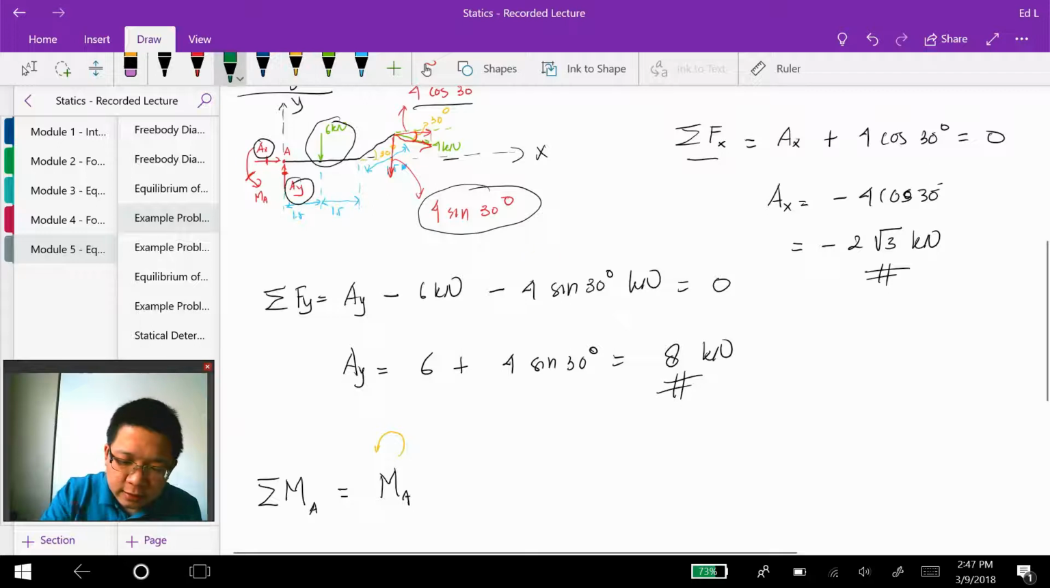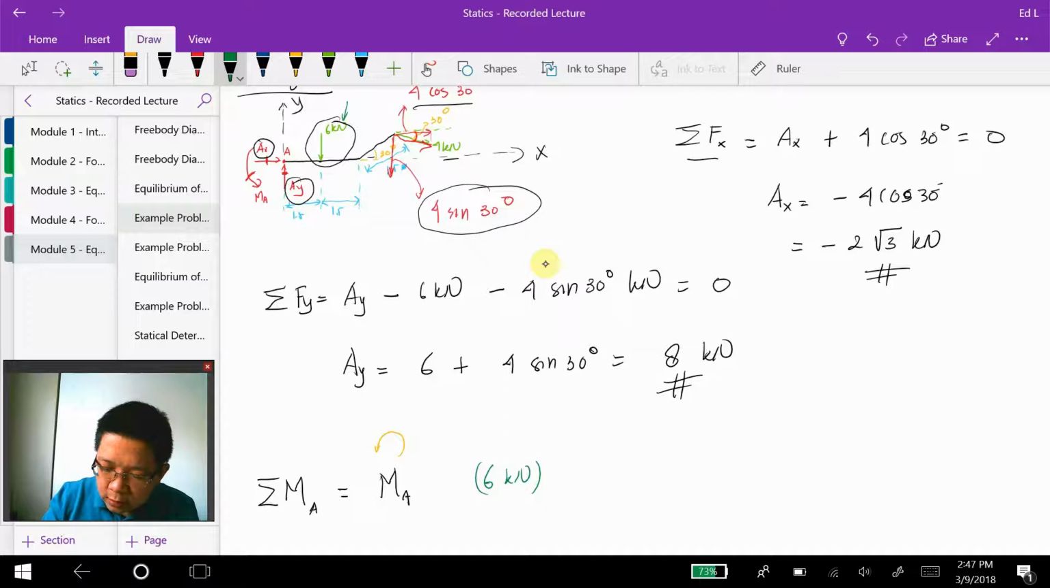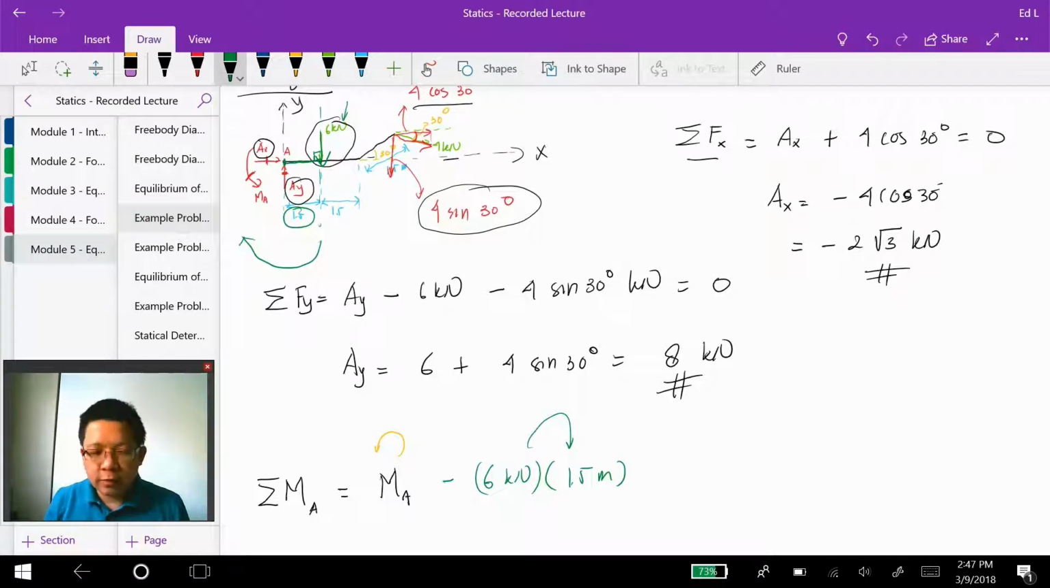Then let's calculate the moment of this 6 kilonewton force about point A. We have 6 kilonewton multiplied by its perpendicular distance, and that's 1.5 meter. Since the force is going down, it's going to cause a clockwise rotation about point A, so it's negative.